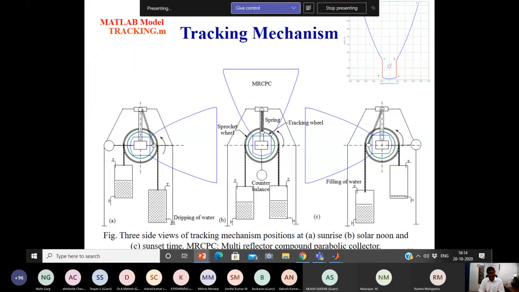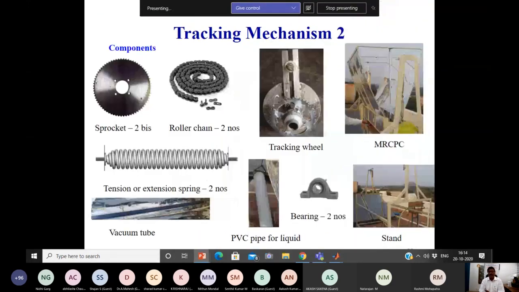If the day length is designed for 10 hours or 11 hours, it will run for 10 or 11 hours depending upon the design. So for that, the flexibility has been provided here. You can see these are all our mechanical elements, starting from the bearings, springs and chain drive, wheels, sprocket wheels, and this is the collector of the mechanism, stand, etc.